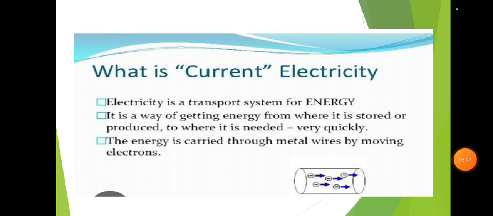So what is electricity? Basically it's a transport system of energy. So you can say it's a transport system of energy, and that is called electricity. It's a way of getting energy from where it is stored or produced to where it's needed, very quickly.